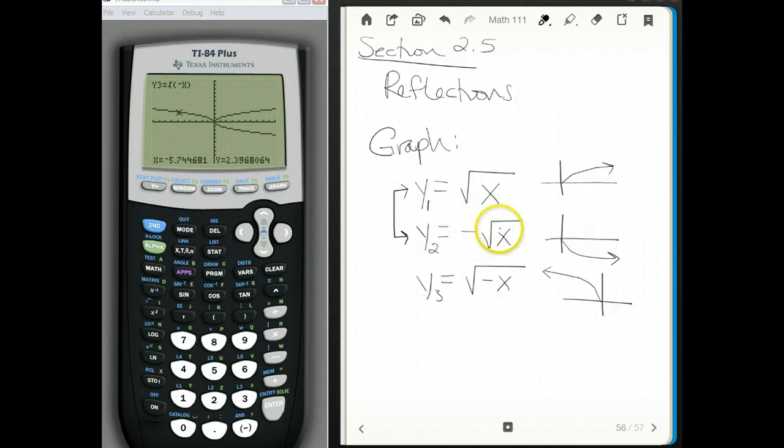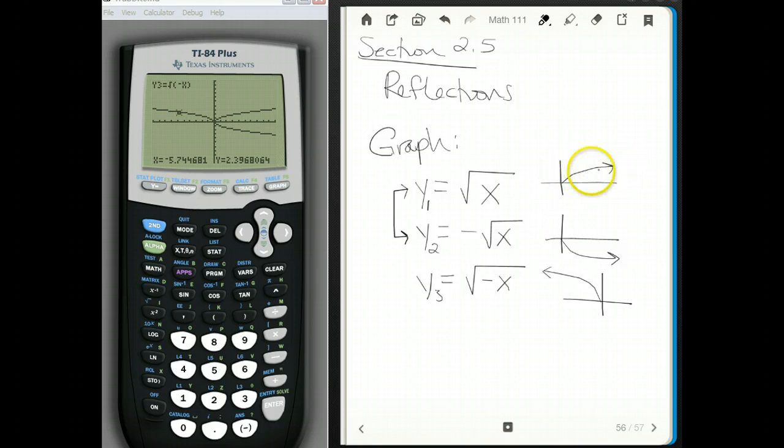Remember, the order of operations says that in y2, I take the output of the radical, the output of the square root, and I negate it. So what that means is that you're negating all of the y values, right? You're taking all of what the y values were going to be and you're making them the opposite sign. So a graph that used to look like this now needs to have y values that are the opposite sign. All the opposite signs.